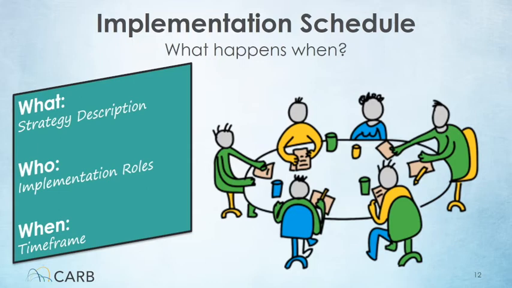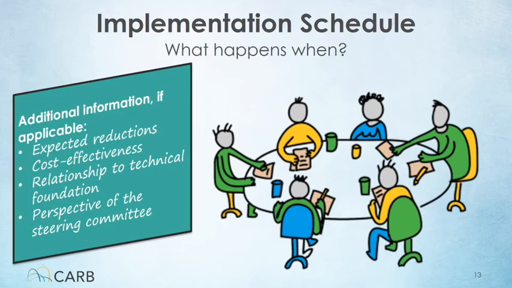The schedule itself should include a brief description of the strategy, who has the responsibility to implement the action, and when the strategy will occur. The when should include information on when the agency will act and when the strategy will be implemented, if available. Implementation schedules may also include additional information to further describe the strategies, if applicable, including expected reductions, cost effectiveness, the relationship to the technical foundation, and what comments the steering committee has on the strategy.